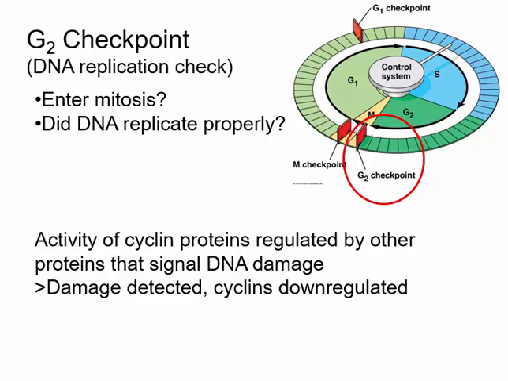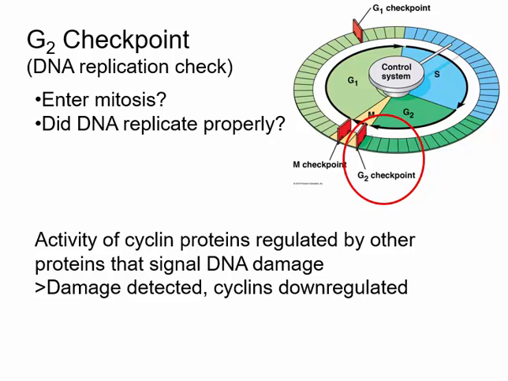All right, the next checkpoint is the G2 checkpoint. So look at what's happened at this point. DNA has been synthesized, that's S phase, so everything's been copied, and the cell has grown and is gearing up for entering into mitosis. And so the question the cell is, quote unquote, asking is: did that DNA replication occur correctly?